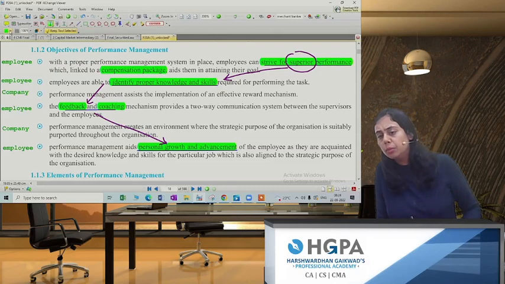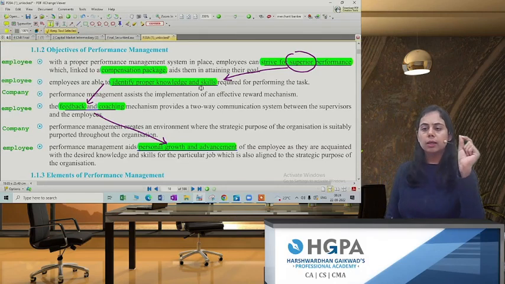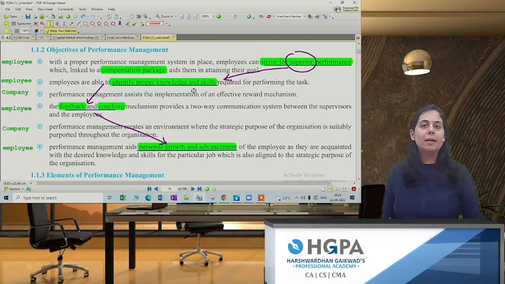Cool. And now 2 points from the company's point of view. In performance management, a company should have an effective reward mechanism. Effective reward mechanism means the people or the person should be paid on the basis of how they are working and they should not be paid on the basis of rank.